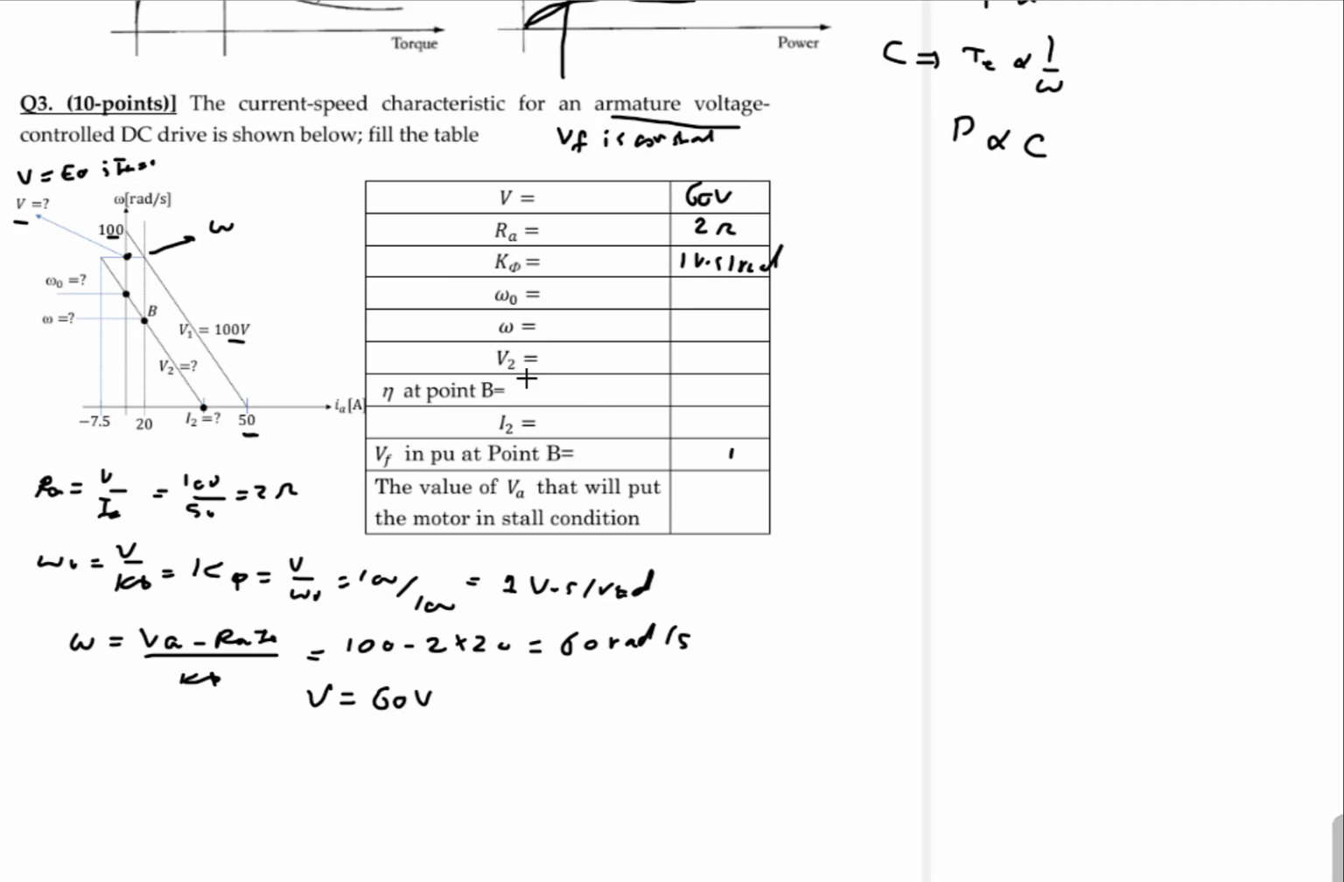Now we need to find, for example, V2. Here the current in regenerative braking is minus. The speed at this point, we know it. The speed at this point is 60. So we can calculate V2. So V2 will equal minus 7.5 in the regenerative braking multiplied by the resistance 2, plus K phi, which is the 1, multiplied by the speed at that point, which is the 60. If we do the math, this will be 45 volt. So V2 will equal 45 volt.